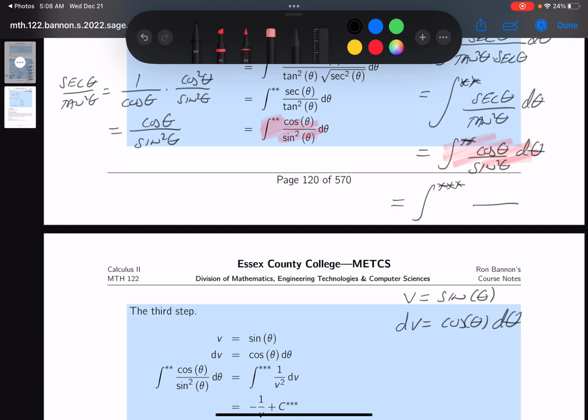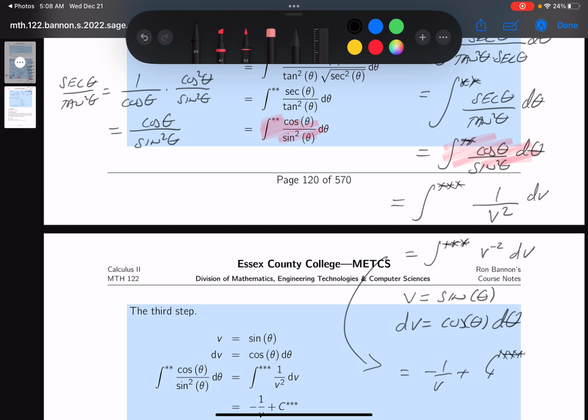Let's be careful. Cosine theta d theta is dv, and sine theta is just v, so it's v squared in the denominator. I think I can handle that. What's that going to be equal to? Really simple now. It's v to the minus 2 dv. Increase the exponent by 1, so v to the minus 1, divided by that: minus 1 over v, plus my first constant of integration.